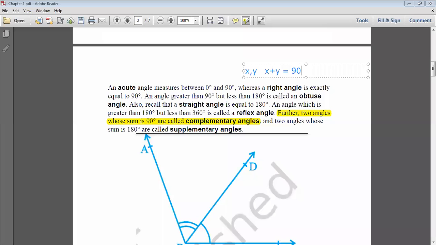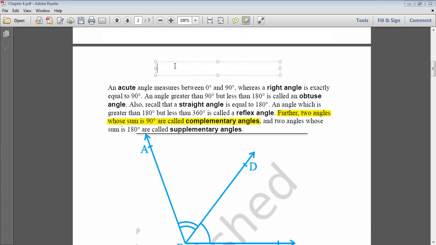Let it be any angle, x or y or a or b. Can you just tell me an example of a complementary angle? 50 plus 40. 45 degree. Okay, one at a time. I can't hear it properly.